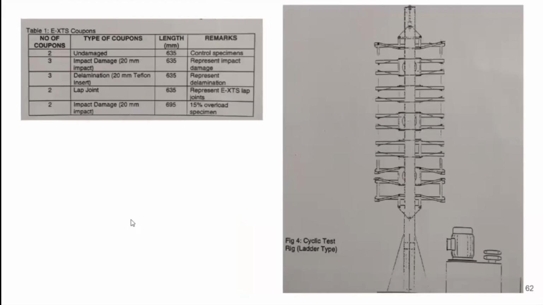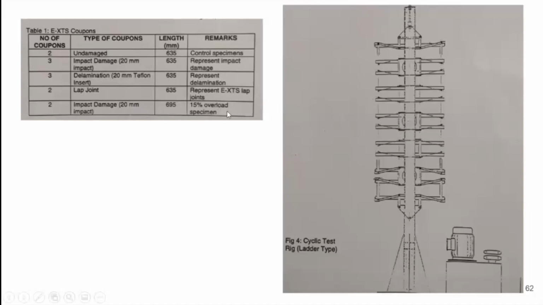And what we did, we developed coupons: 6, 10, 12 coupons, with 2 undamaged, 2 impact damage 20 mm, 3 delamination 20 mm, and 2 lap joint. For impact damage, we did the impact because CRC had the machine to do the impact. For the delamination, we put a 20 mm Teflon inside the laminate. And there's a length specimen, and this is the remark on each specimen. The first specimen is the control specimen, undamaged, clean, good, no issue. 3 represent impact damage, and 3 represent delam, and 2 lap joint, and the last one is a 15% overload specimen.